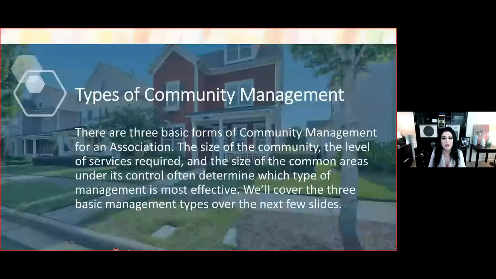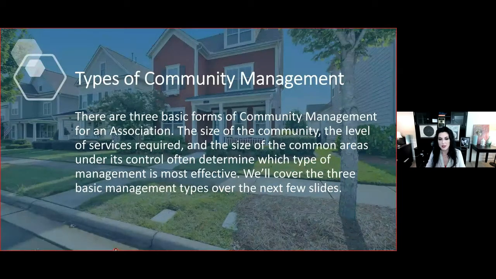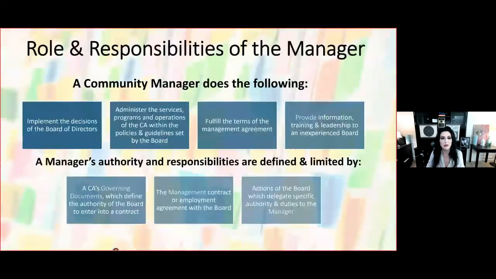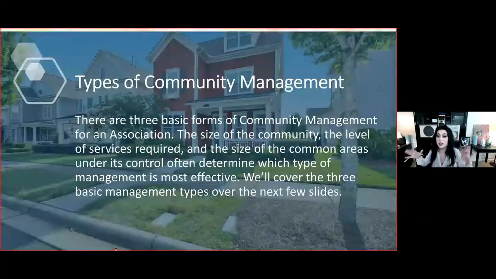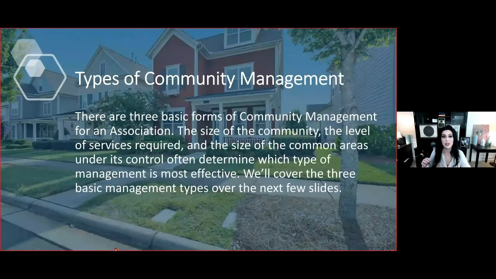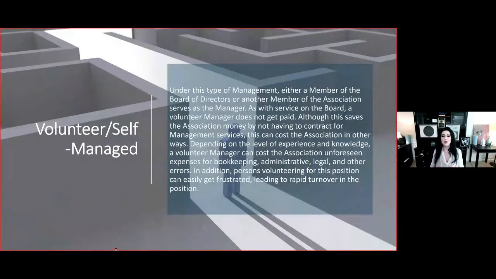Okay. So now we're going to talk about the types of community management. So there's 3 different types. And I'm not saying accounting plus and full service, for anybody that knows our service levels. We're not talking about service levels. We're talking about different types of community association management. Okay. So the first one that we're going to talk about is the volunteer self-managed.